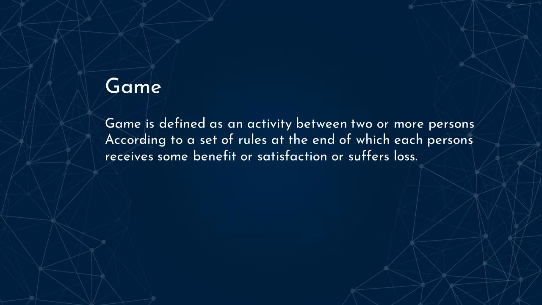Game. Game is defined as an activity between two or more persons according to a set of rules at the end of which each person receives some benefits or satisfaction or suffers loss. Therefore, in a game, there are two or more opposite parties with conflicting interest.